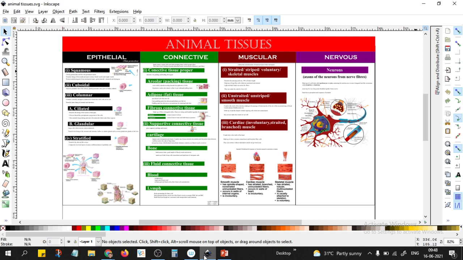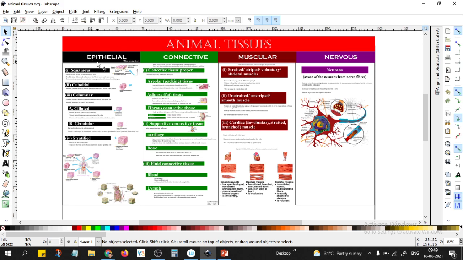So before the summer vacations, we have covered part of the syllabus for tissues, that is the plant tissues and animal tissues. So in the animal tissues, we have covered the epithelial tissue. So four types of tissues are there in our syllabus: epithelial tissue, connective tissue, muscular and nervous tissue.